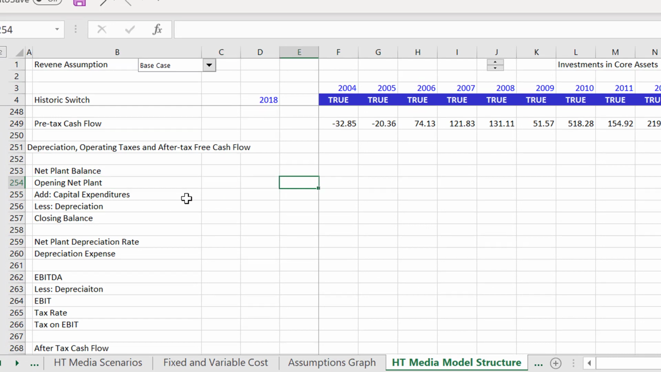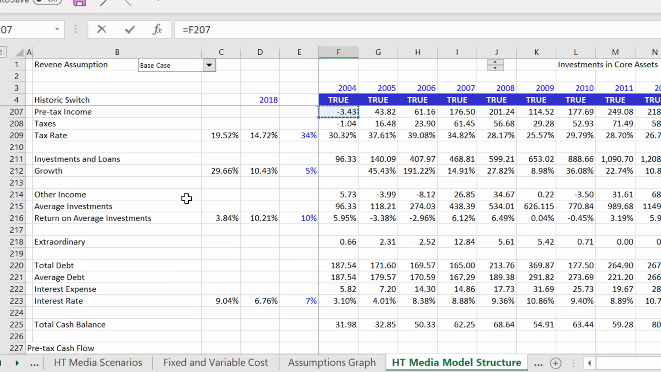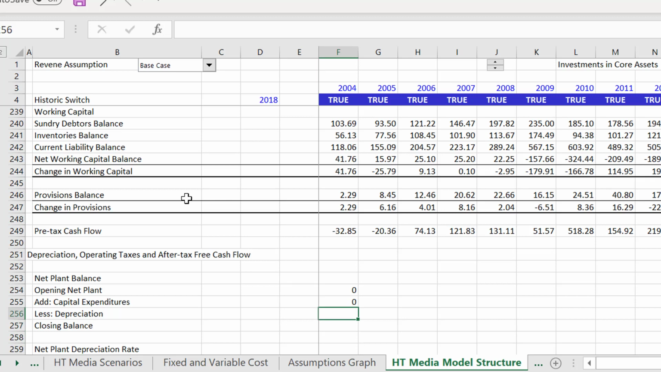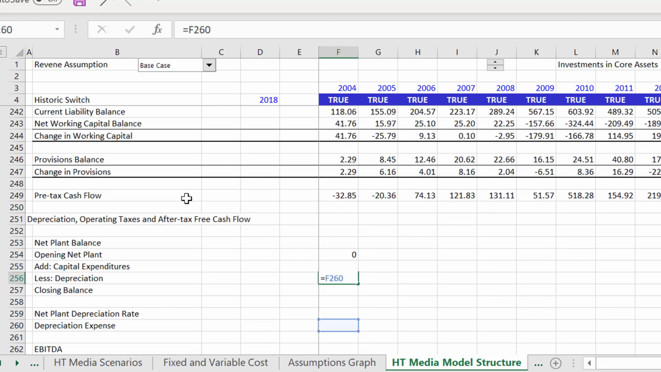So now we're going to do some of this depreciation. Now the key thing here is, okay, opening balance equals prior year closing balance, even for the very first one. Capital expenditures comes from right here, just like last time. Depreciation is going to come from down below, which looks like it's going to give you a circular reference problem, but we're going to use an opening balance to prevent that.